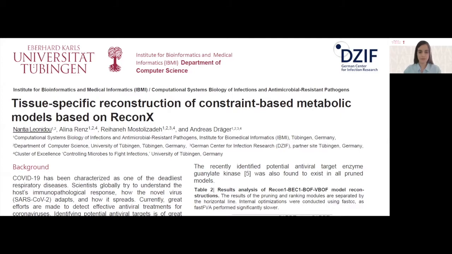So today I will present you my latest project with the title Tissue-Specific Reconstruction of Constraint-based Metabolic Models based on ReconX.